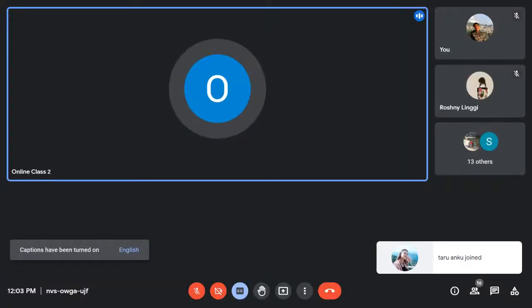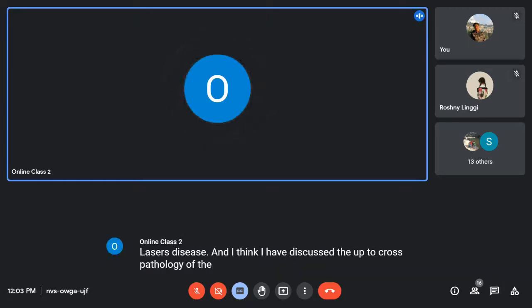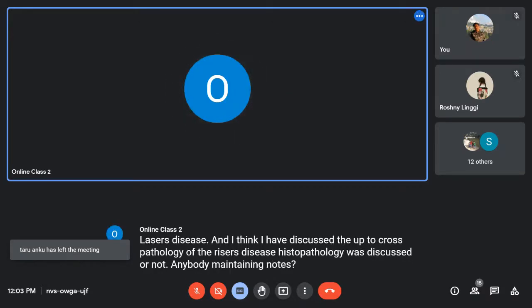Tyzzer's disease. I think I have discussed the gross pathology of Tyzzer's disease. Was histopathology discussed or not? Is anybody maintaining notes?